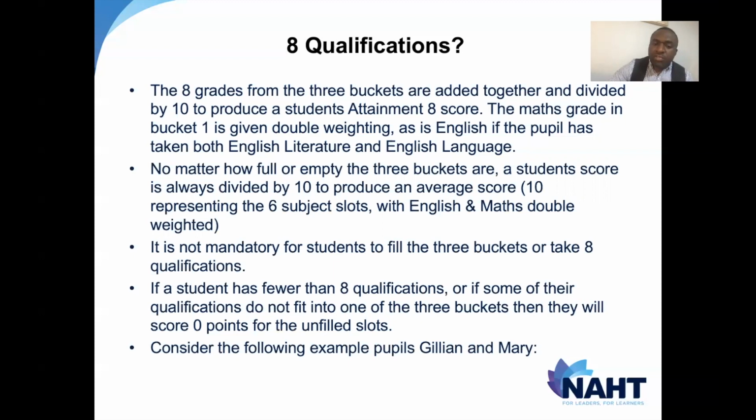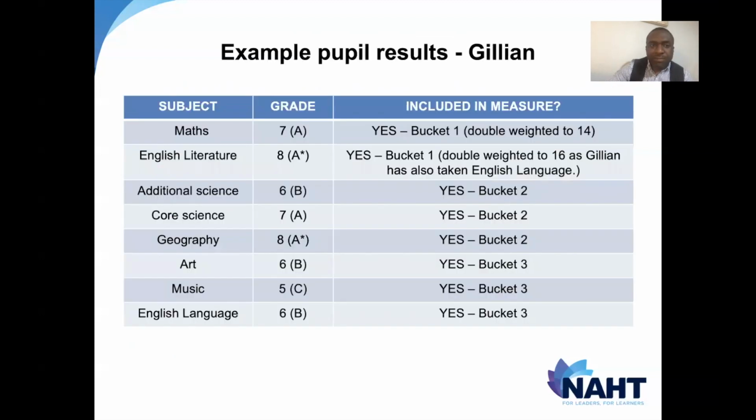We're going to look at 2 students, Jillian and Mary. This is Jillian, our example model student, who's got 7, 8, 6, 7, 8, 6, 5, 6. Additional science, you know that's going to bucket 2, it will be 1 slot. Core science, had that been double science, that would have been taking 2 slots. Geography, also bucket 2. Art, music, they're all bucket 3.